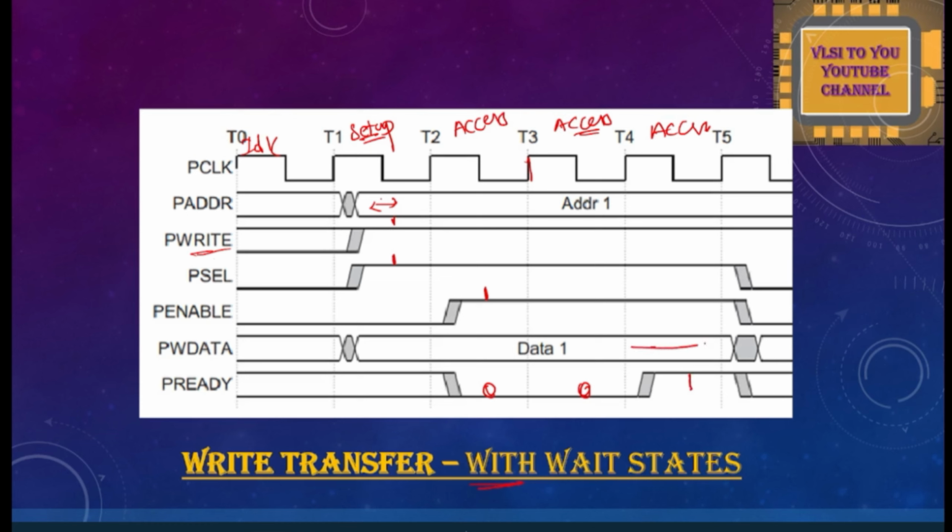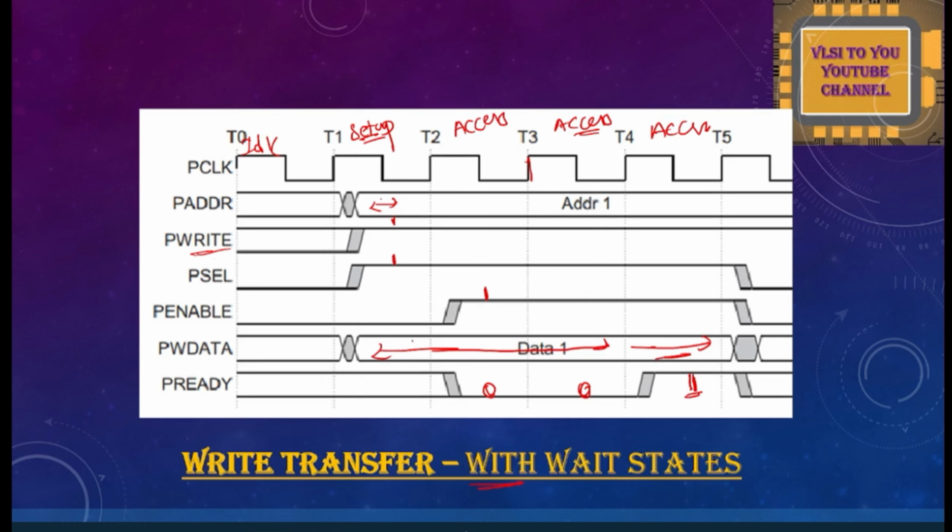So until here no data is transferred. Only here is the transferring of data done. This continues: only if PREADY equals 1 does the data transfer take place. This is the same for read also. And before going into one more concept, I just want to mention one important thing.